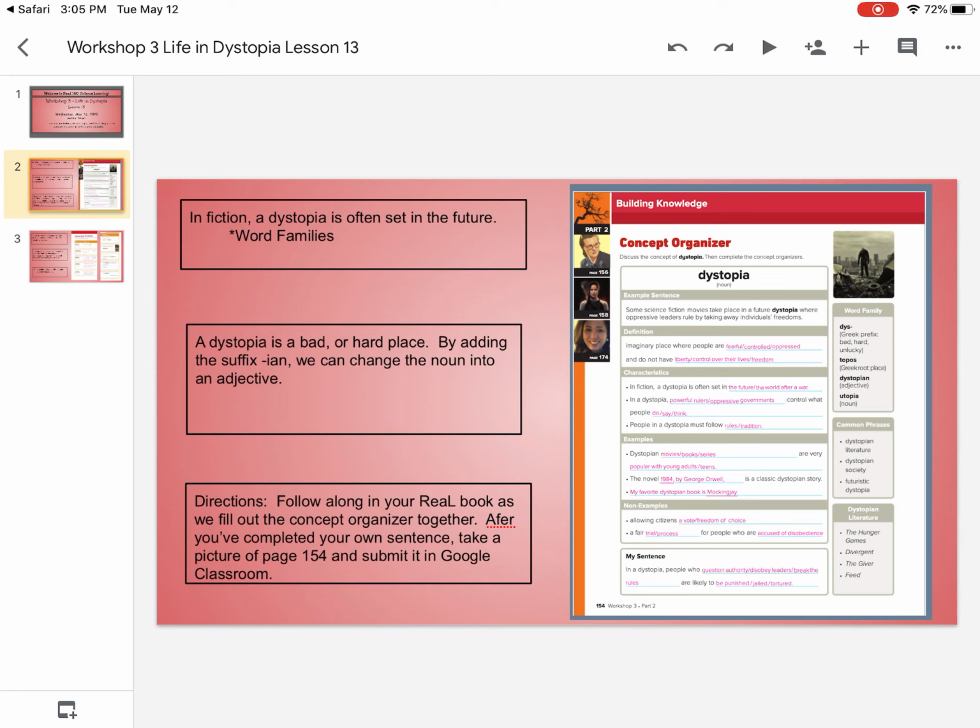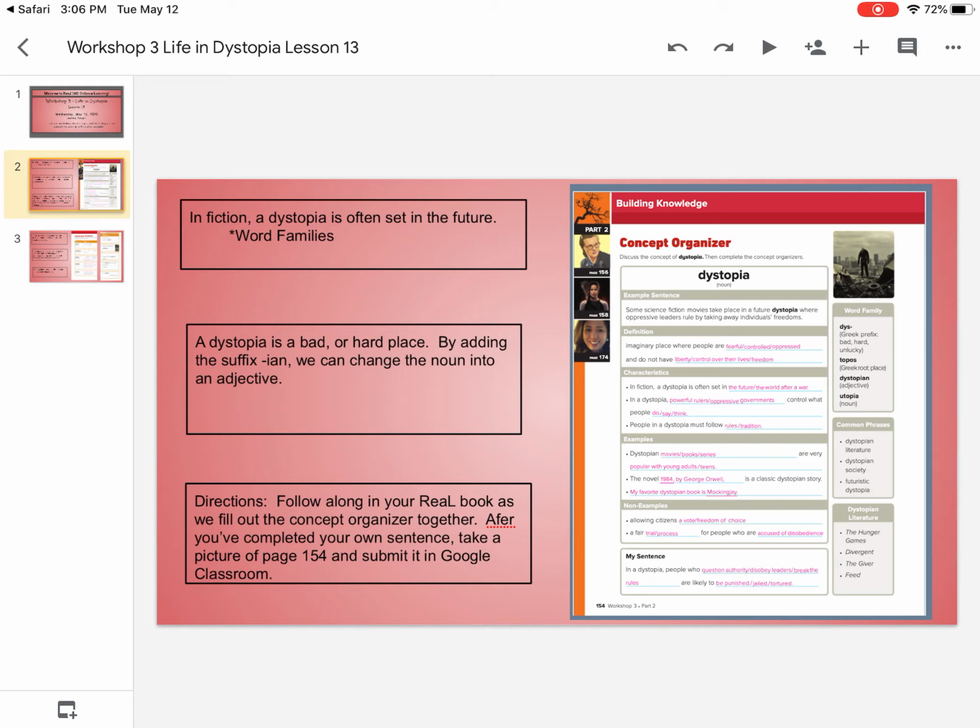Now remember, we said the opposite, or the antonym, of dystopia would be utopia. If you did the Quizlet, you got to practice the difference between utopia and dystopia. Again, think of dystopia as not the perfect place. It might appear to be a perfect place, but it is not.